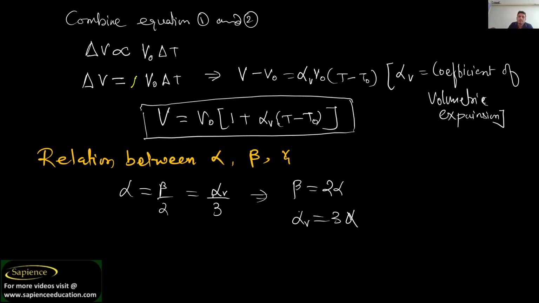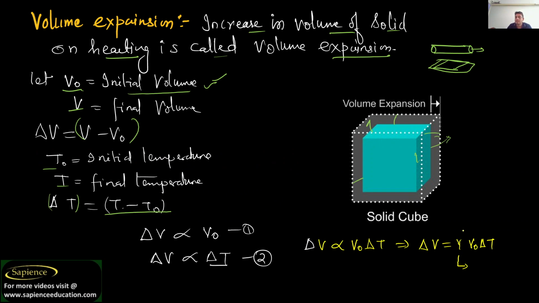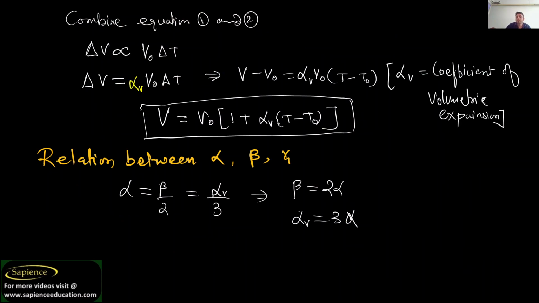In some books they will use alpha volumetric, or in some books they will use gamma. Here in NCERT I have seen that they have used alpha. So you can write alpha into volume. You need to use this symbol alpha V. So alpha V means the coefficient of volumetric expansion. Okay, and it is also considered as gamma. So you can also write gamma is equal to alpha V. Some books have one symbol, and some books have a different symbol.